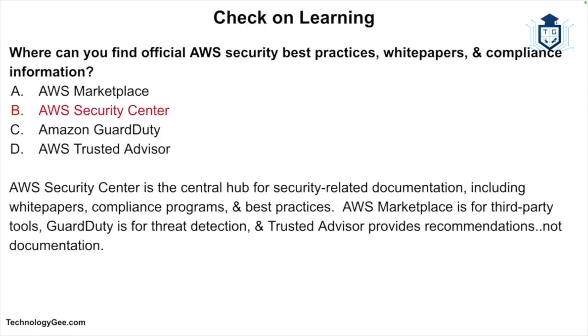And the correct answer is the AWS Security Center. So this is the central hub for security-related documentation, including white papers, compliance programs, and best practices. AWS Marketplace, this is for third-party tools, and GuardDuty is for threat detection. And Trusted Advisor, this provides recommendations, not documentation.